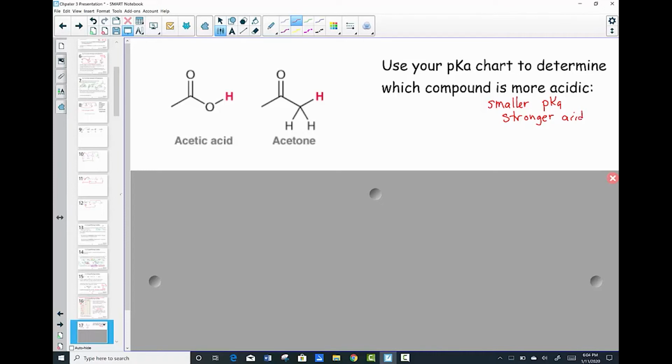So first of all, find acetic acid. This is a carboxylic acid functional group. Over here we have acetone. Notice this is a ketone. The functional group is called a ketone, but we're looking at the carbon next door specifically, the carbon in the second position from the carbonyl carbon. Can you find the pKa values of those 2 protons?